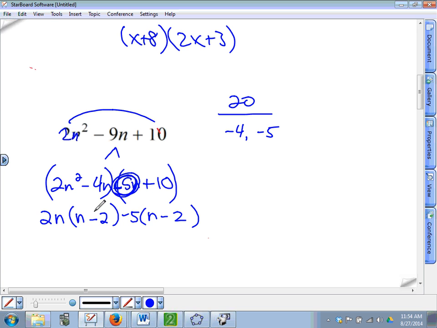If they are the same, you factor out the n minus 2 as a common factor, which leaves you 2n minus 5. Yay, we did it!